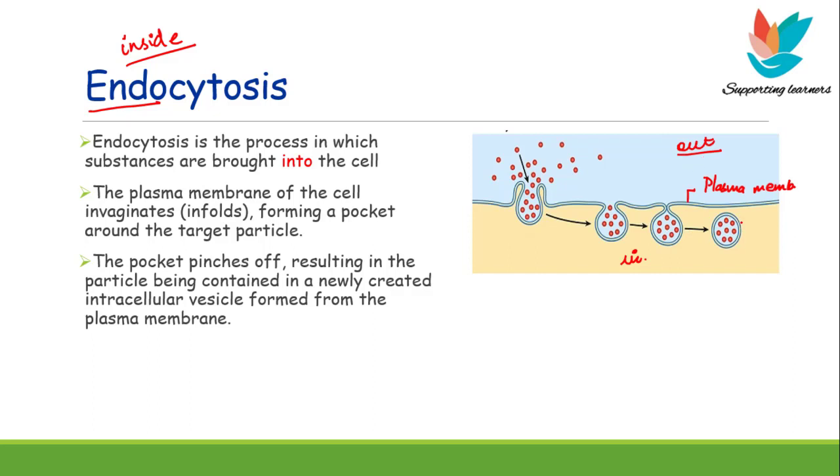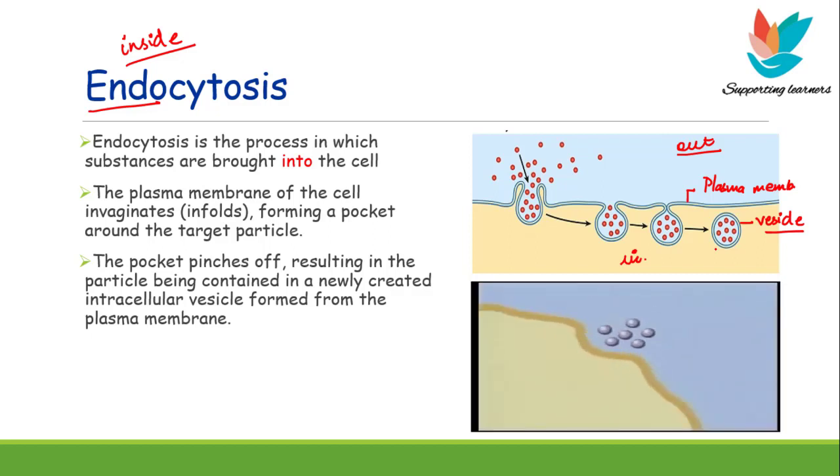This is the vesicle. ठीक है, vesicle जो है, this structure contains the substances which were to be brought inside the cell. Okay, and it is surrounded by the plasma membrane. ठीक है, because this is formed by the plasma membrane. This vesicle is formed by the plasma membrane to bring in the substances inside the cell. इसको एक animation में देख लेते हैं हम.